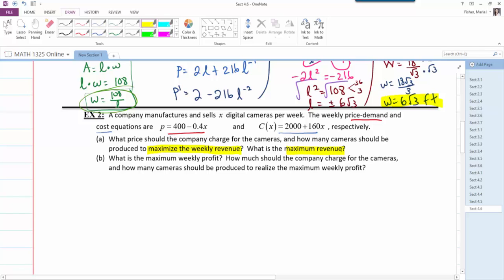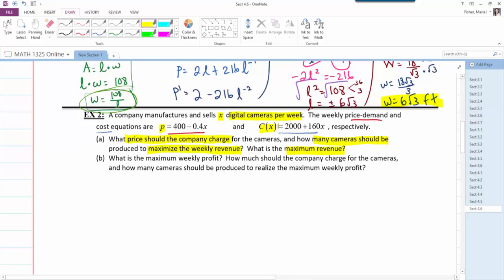So what price should the company charge for the cameras, and how many cameras would be needed to maximize the revenue? So what I need to do first, well, I don't need to assign variables here because the variables are there. x is equal to the digital cameras per week sales. So I already know that. And I know that P is my price demand equation and that C of x is my cost equation. So I don't need to assign variables.